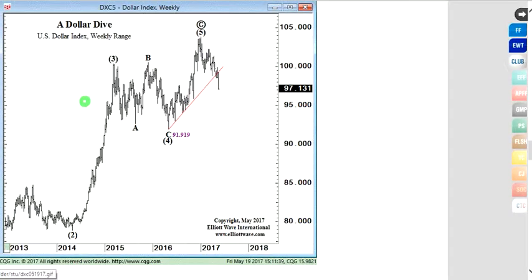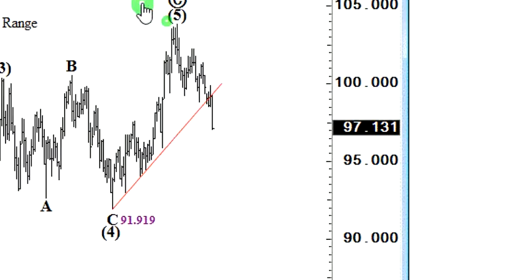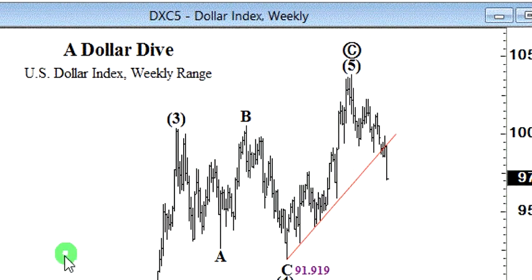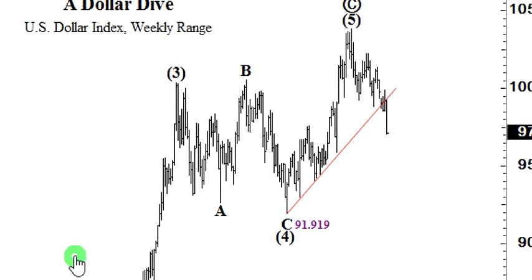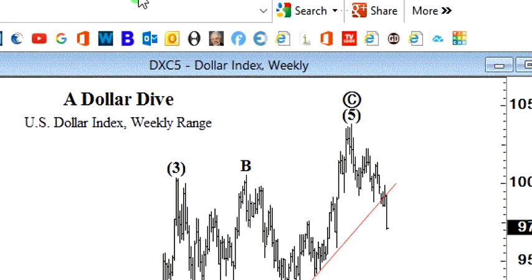So first of all, let me get the big picture. The big picture is, this was a 1, this was a 2. This is a wave 3. This is what I'm talking about happening in the bond market. So this is how rapidly it can move. So here we have a 1, 2, 3, and this was all 4, and then we've had 5 up, and we've broken the trend line. So according to these guys, and they're pretty good, the dollar has topped.